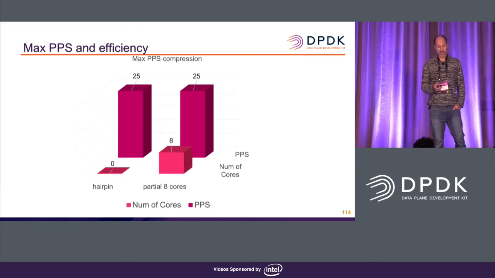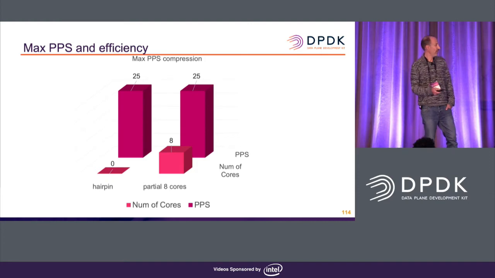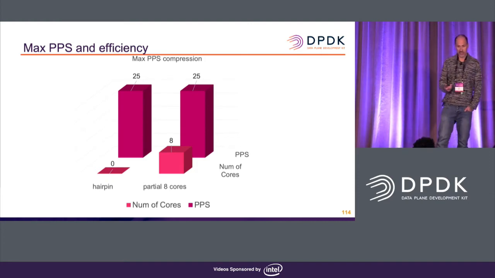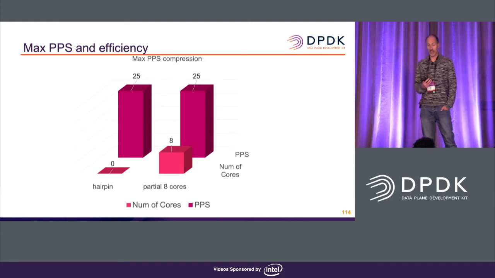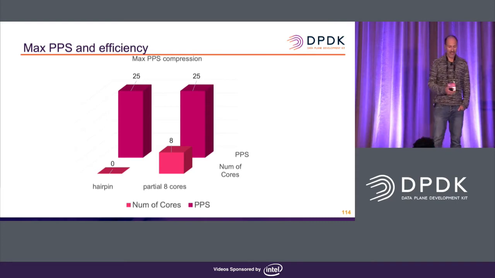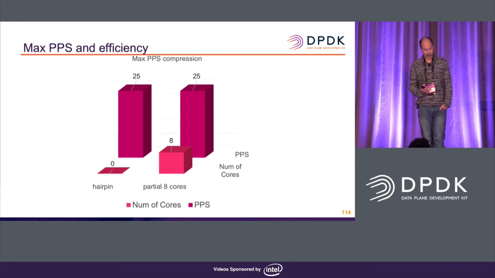So when we're using partial offload, we see that we need to use 8 cores in order to achieve the maximum PPS. While when we're using hairpin, we actually don't use any cores, so it's 0. So the main advantage from this point of view is that the application gets the maximum PPS without wasting any cores. I know everybody knows how important that is.